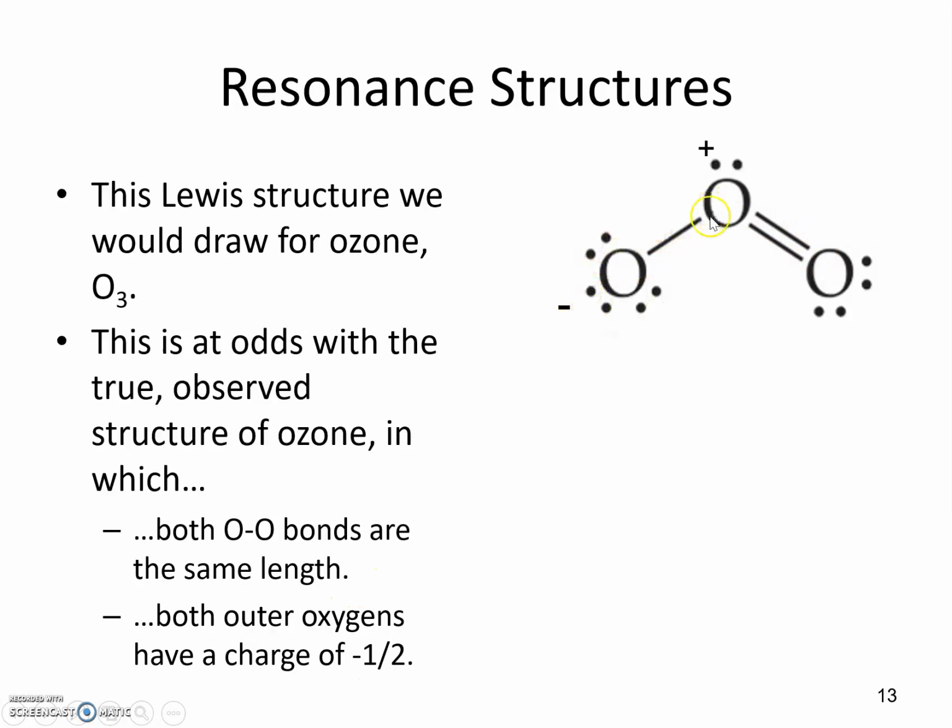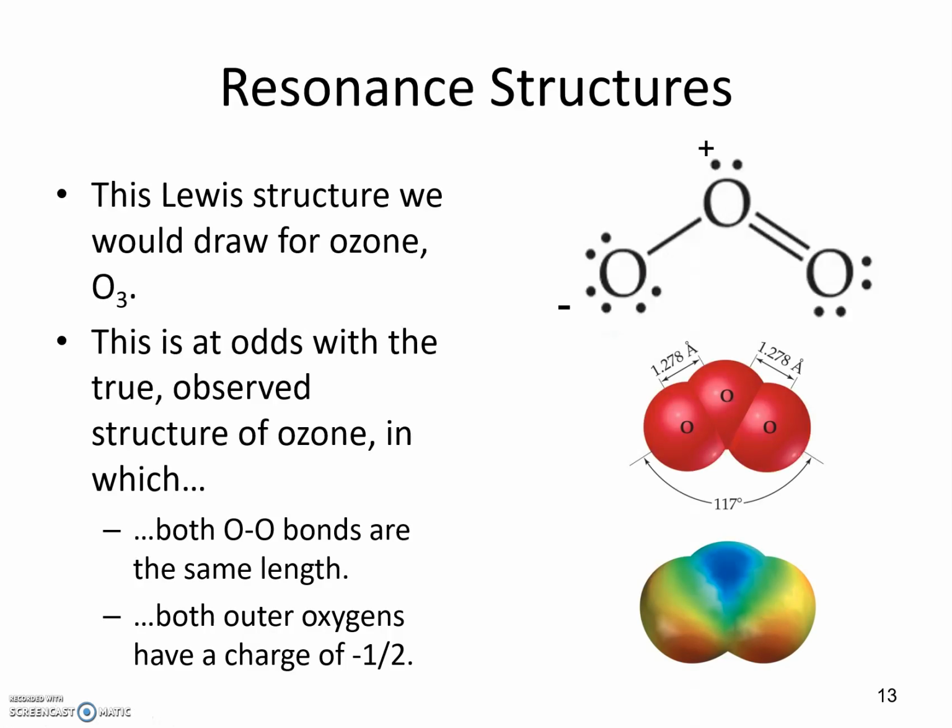Similarly, if we look at the net charges, we find that the 2 outer oxygens, rather than this one having a full formal charge of -1, the way it's shown here, and this one having a full formal charge of 0, both have a formal charge of about a half. These 2 depictions show that symmetrical structure of ozone. This one is meant to show the symmetrical bonds, and this one is meant to show the even distribution of charge. The red regions represent the negative charge, and the blue represents positive.